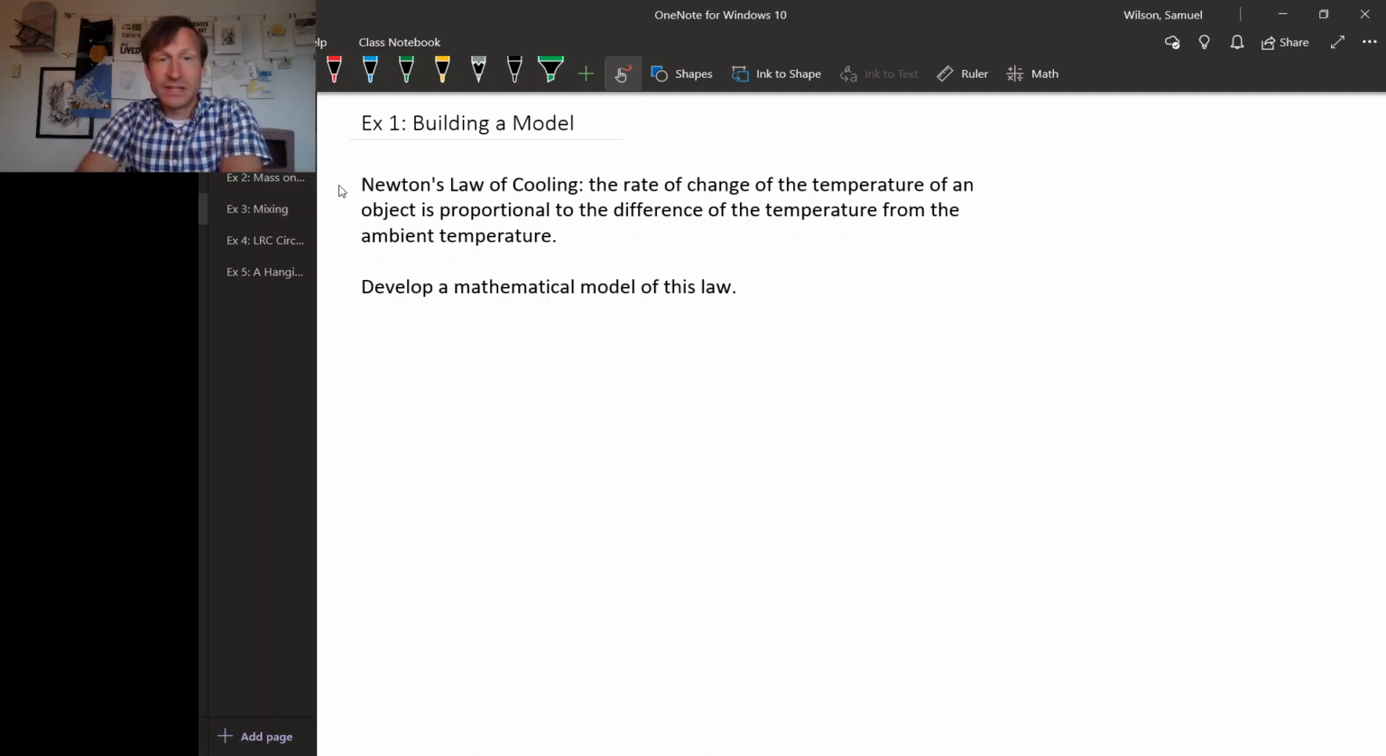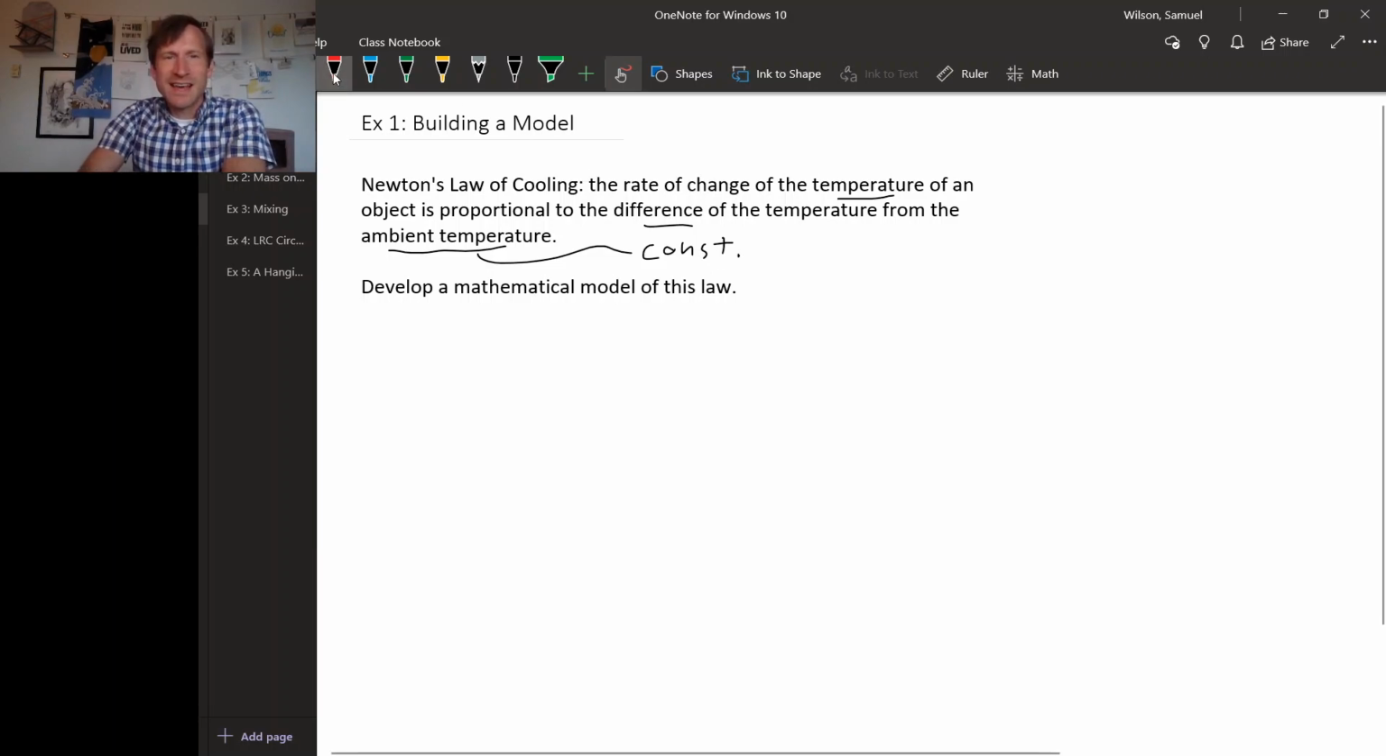One example is Newton's law of cooling. Now, Newton's law of cooling says that if you have an object sitting in some ambient environment, then the rate of change of the temperature of the object is proportional to the difference of that temperature from the ambient temperature. And the ambient temperature is assumed to be constant in this situation. You can see that we have a rate of change, the rate of change of the temperature of the object. And so it makes sense that when we describe this mathematically, we'll get a derivative showing up. So let's build a model of this situation.